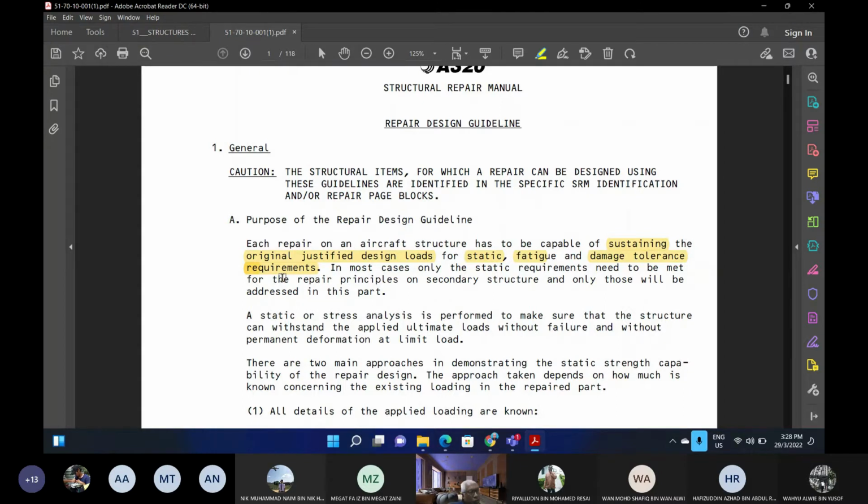So that's why we define repair as restore. Repair is defined as restore because we want it to sustain the original justified design load. So we repair the structure to restore the design strength capability.